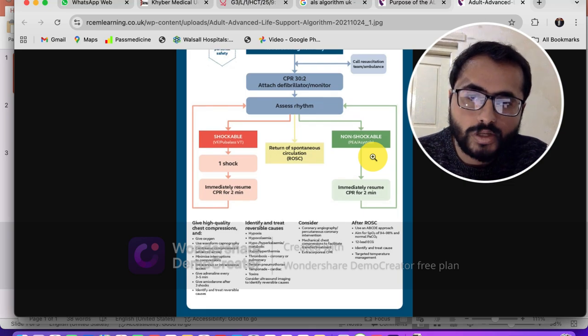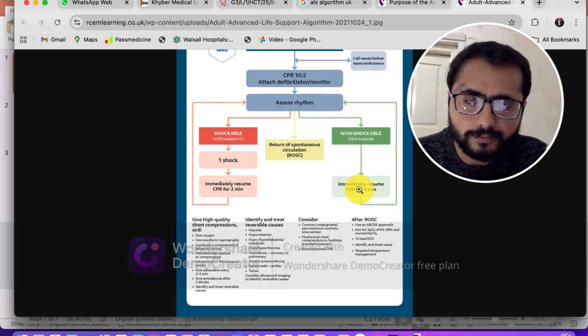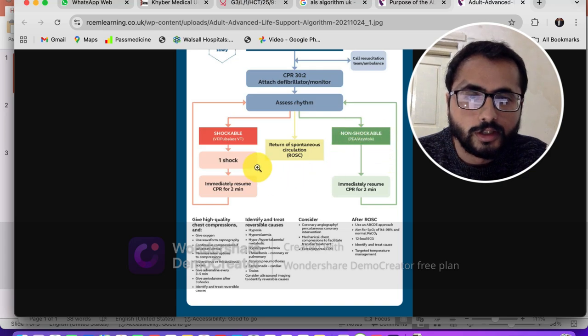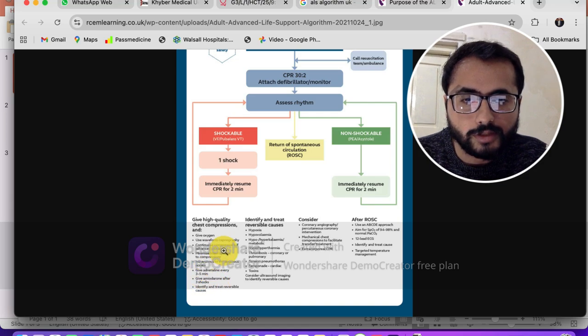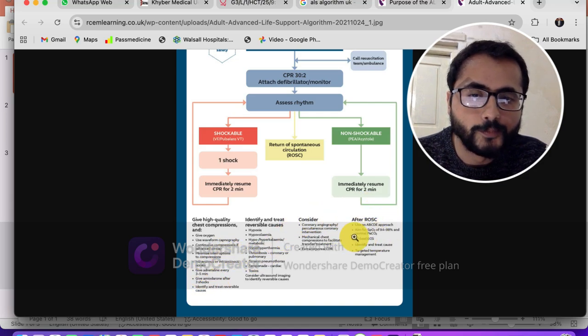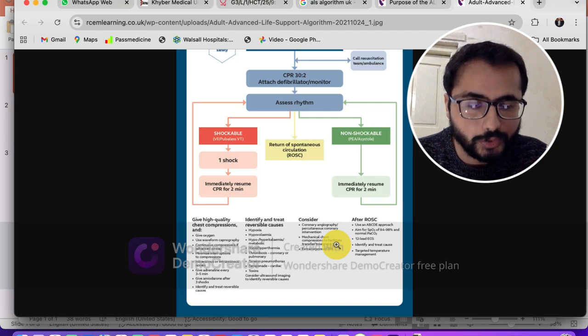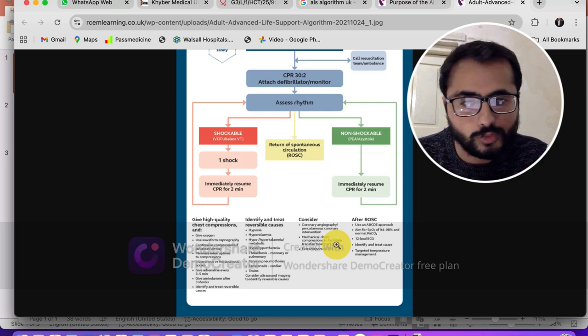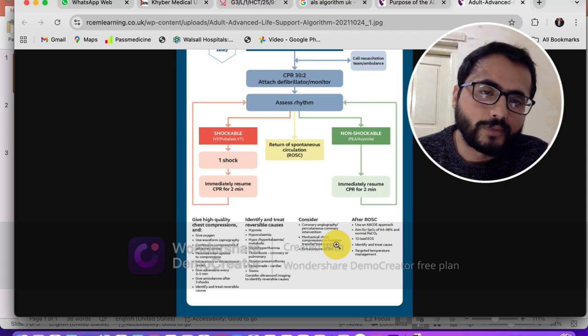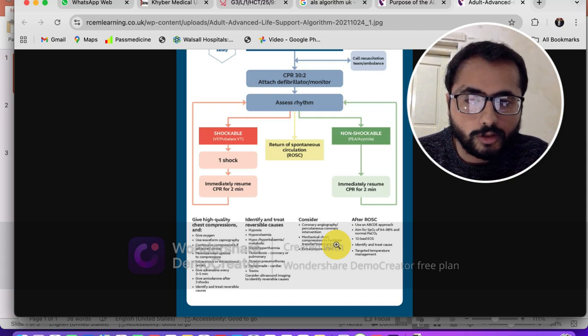So just follow this algorithm. If it is a non-shockable rhythm, then you are going to be just giving them adrenaline every 3 to 5 minutes. Okay, which means that in the first cycle you are going to give them the adrenaline, and in the next you are going to skip it, and then in the third one you are going to give the adrenaline shot. It is going to be given IV, and it is going to be 1 milligram, 1 in 1000. Okay, so basically every alternate cycle.